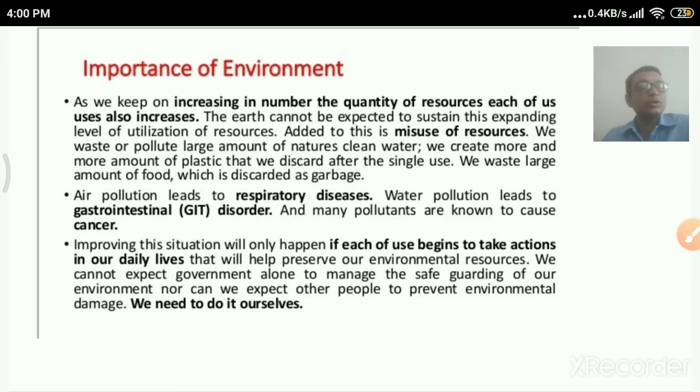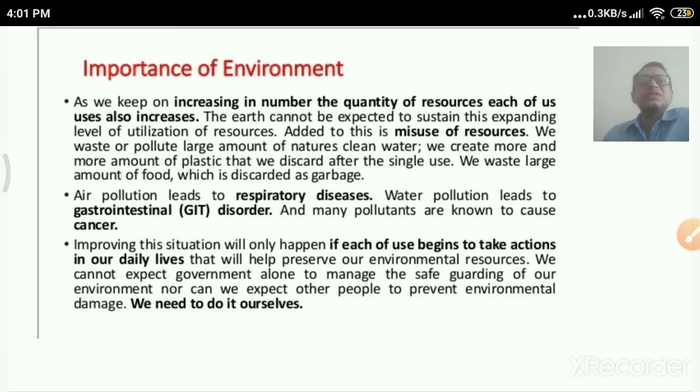Now let's talk about air pollution. Air pollution creates respiratory diseases for us. Water pollution, polluted water, when it enters into our body system, results in gastrointestinal diseases and skin diseases. So these are the outcomes of man-made activities.